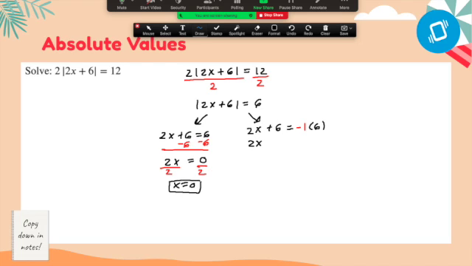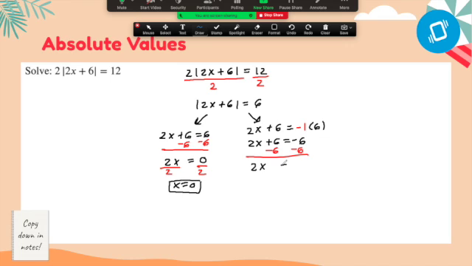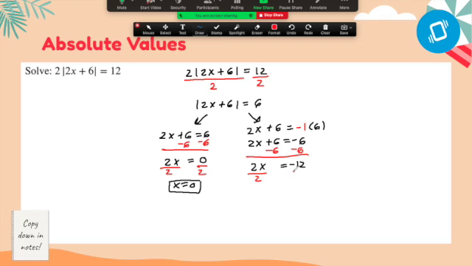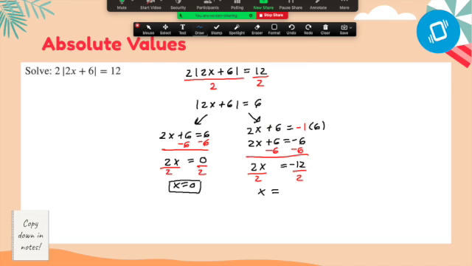This other one, we have 2x plus 6 equaling negative 6. I'm going to subtract 6 on both sides so that I get 2x equaling negative 12. I'm going to divide by 2 on both sides so that I get as my answer x equaling negative 6. And that would be my final response.